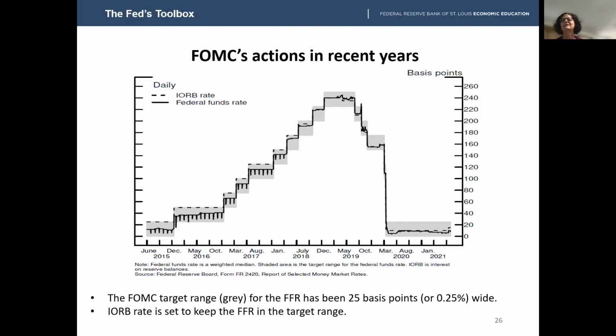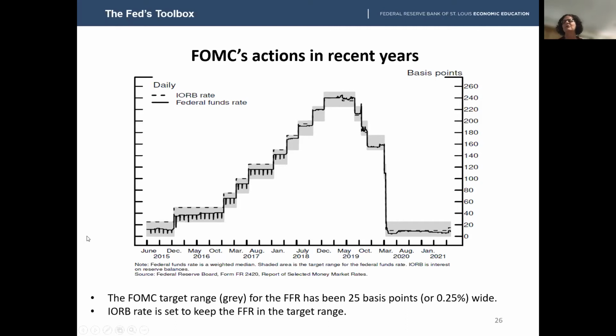And then on the right-hand side, when they lowered the policy target range, the gray region, they lowered the interest on reserve balance rate, and the Fed funds rate dropped down again within the target range. So this tool is doing a really good job at keeping the Fed funds rate, which is the market-determined buying and selling of reserves between banks, in the target range that the Fed set.